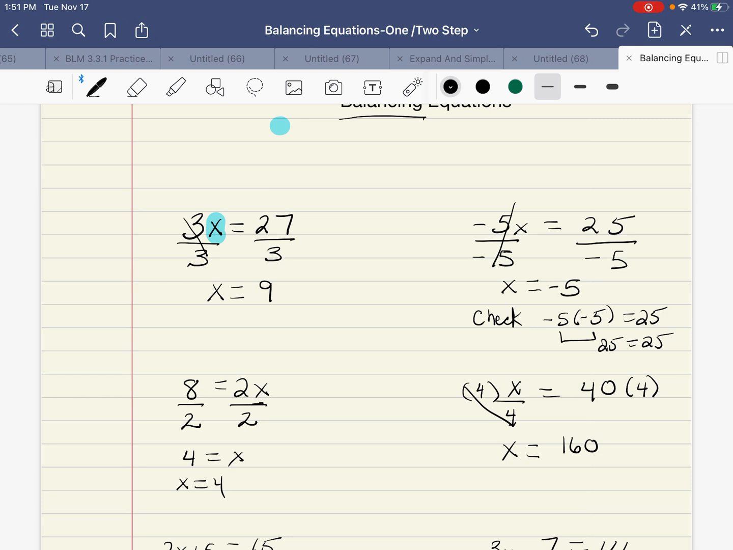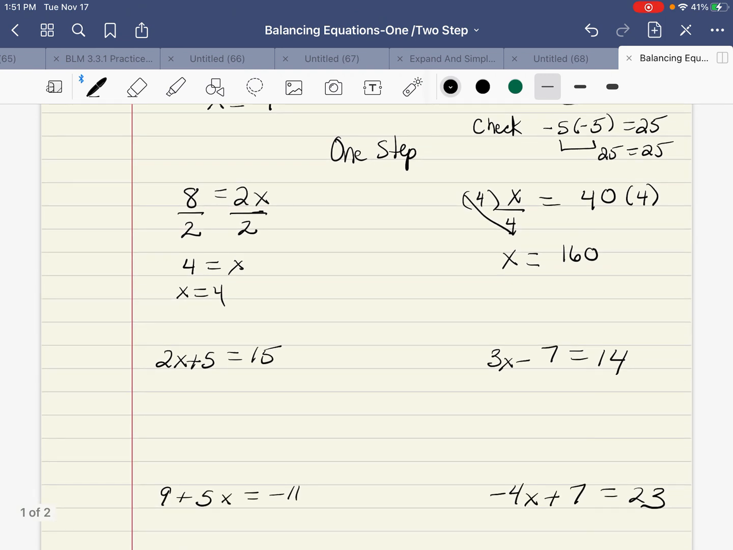All of these that we just did were one-step equations because I only needed one step to solve them. Now you're going to start to get into multi-step equations. I'm going to draw a line here just to separate what we're doing.